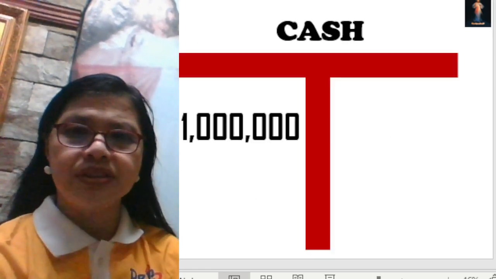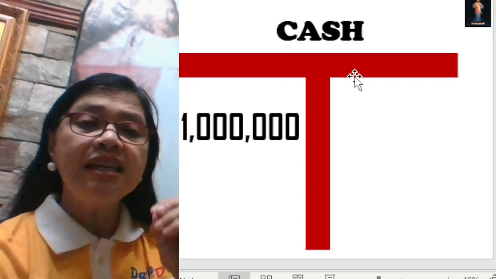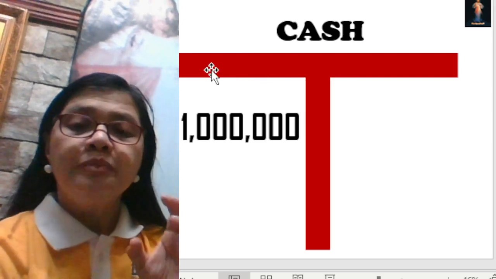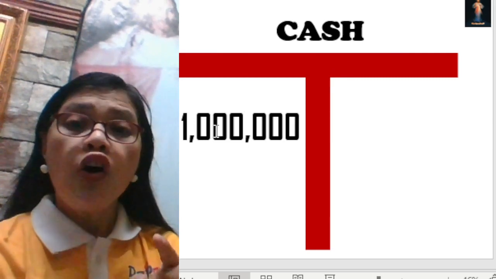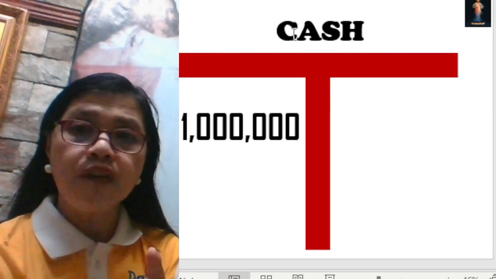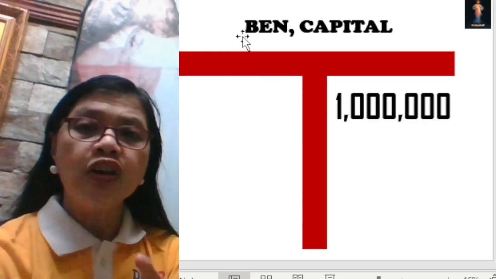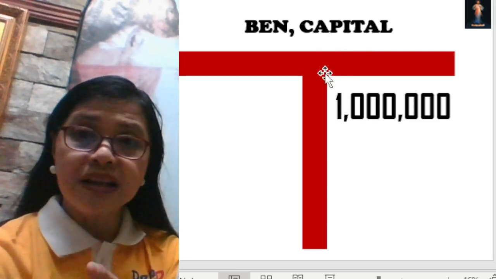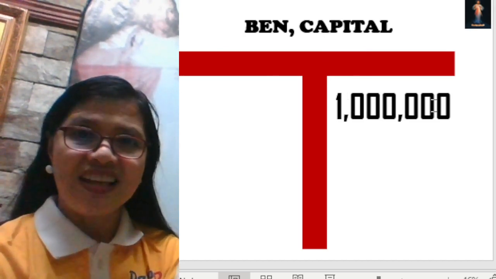Before transaction number two, I will now be showing you here the T account. We will immediately prepare a T account so that you will not be confused. Because the accounts involved are cash and capital, where did we put cash? On the debit side. So we post the 1 million on the debit side of the account title cash. Then we post again on the Ben Capital, that's a capital account with a credit balance. So we credit 1 million. Okay, next.